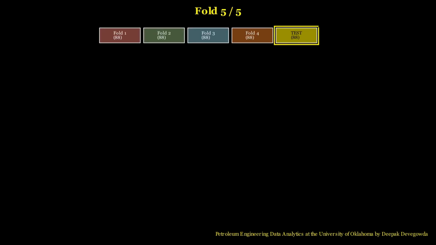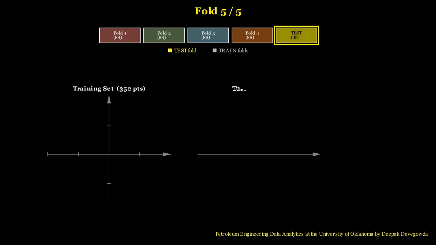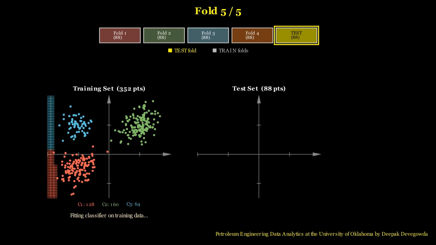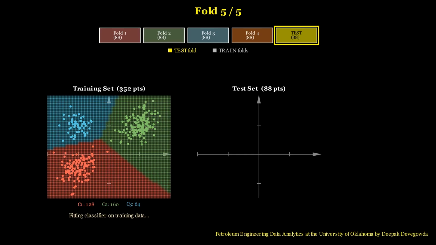For the final model fit, we have fold 5 being our test data, and the remaining folds 1, 2, 3, and 4 being our training data. Because this is a bivariate example, we can plot the training data and fit a classifier to it. And then we can evaluate this classifier against the test data.